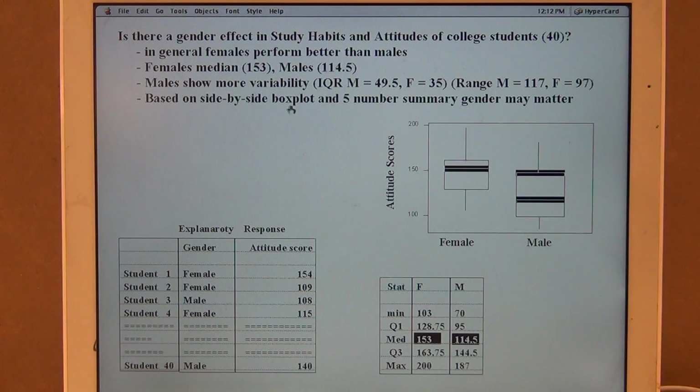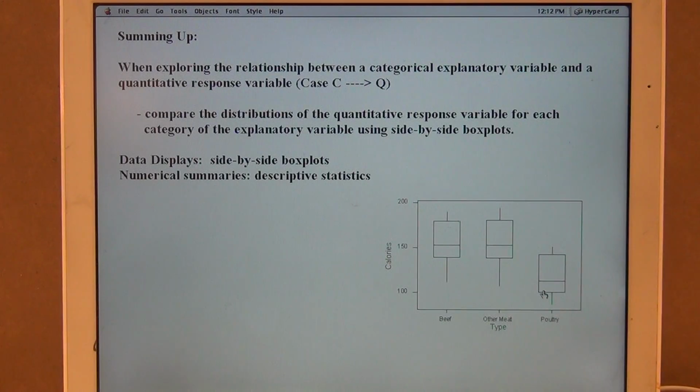Based on side-by-side box plots and a 5-number summary, gender may make a difference in terms of study habits and attitudes. This seems to indicate a pretty good difference between the groups. But we need to be cautious here with the actual study, because it was only a sample of 40 participants, 20 male and 20 female.